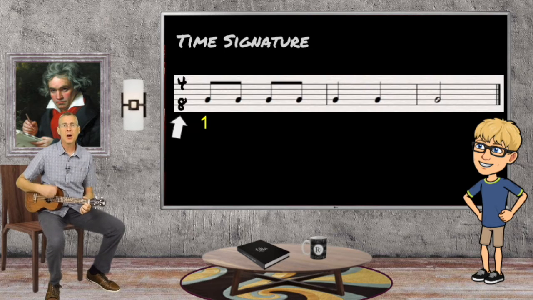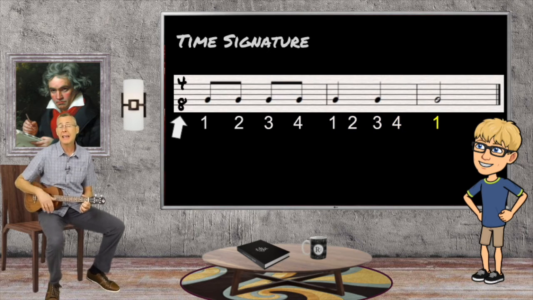You got an 8 on the bottom, the eighth note gets 1 beat. You got an 8 on the bottom, quarter note gets 2 beats. You got an 8 on the bottom, half note gets 4 beats. Oh yeah.